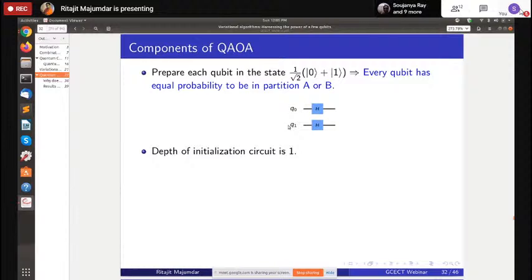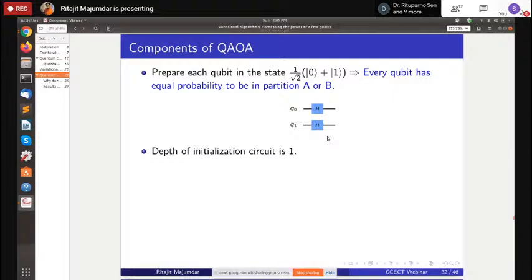If Q0 and Q1 are both in 0, then we just apply a Hadamard gate. Now think of what it means physically. It means that every qubit initially has an equal probability to be in partition A or partition B. Suppose if it is in partition A, we say it is in state 0. If it is in partition B, we say it is in state 1. So initially, all the qubits have an equal probability to be in partition A or in partition B. And this we achieve using these two Hadamard gates.